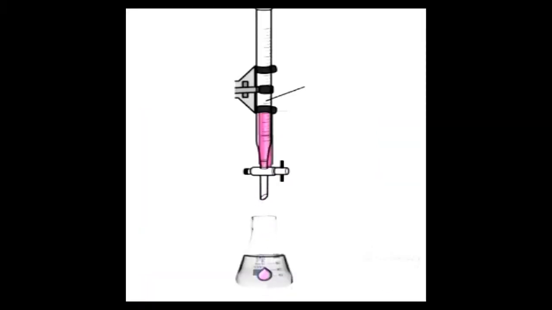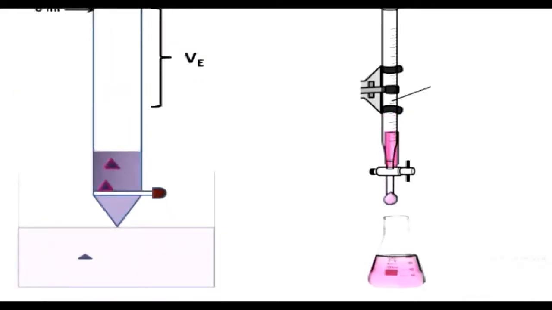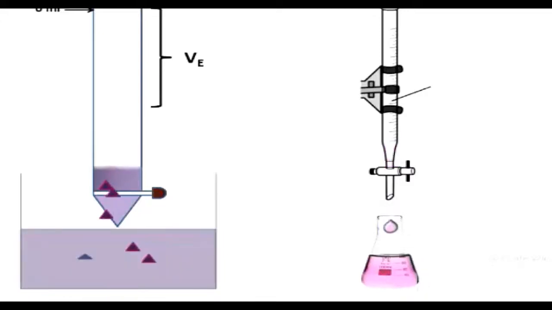A very small volume is added from the burette. This suddenly changes the color in the beaker from colorless to light pink, without significant change in the value of VE. Here we stop and record VE. The MnO4- added after equivalence remains unreacted in the beaker. Its concentration increases as we add more volume and its color becomes deeper.